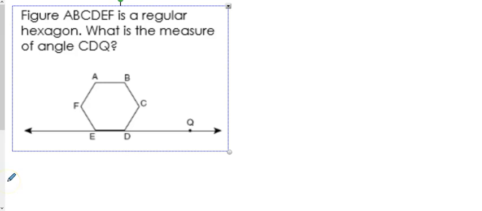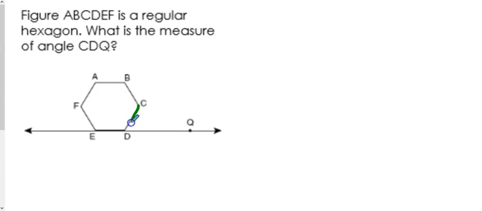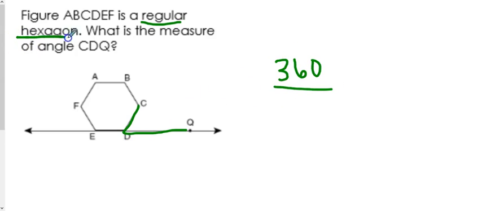This time they're asking us what is the measure of CDQ? And we know that the figure, the hexagon here, is a regular hexagon, which means the angles on the outside, which is where this is, right? It's on the outside of the shape, is going to be regular as well. So we can just do 360 divided by 6 sides for the hexagon, and we will get 60 degrees.